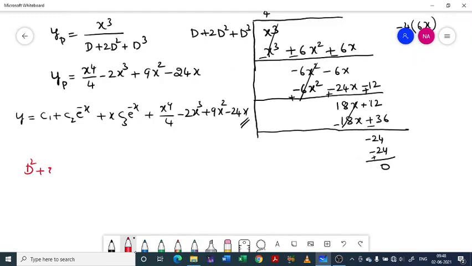D square plus 3d plus 2 into y equal to 1 plus 3x plus x square. I think I have not solved this. Okay, try to solve this.